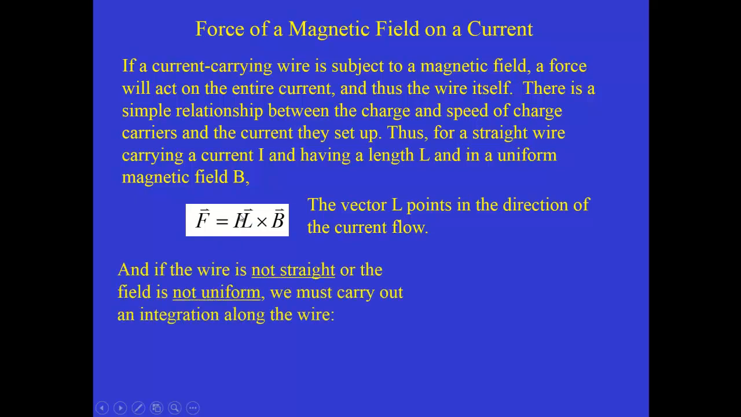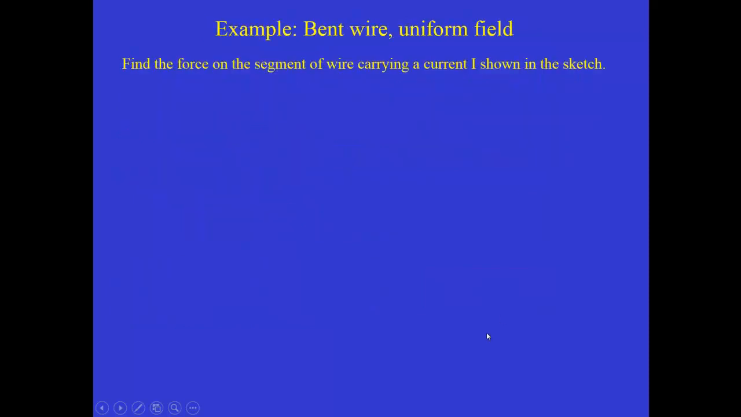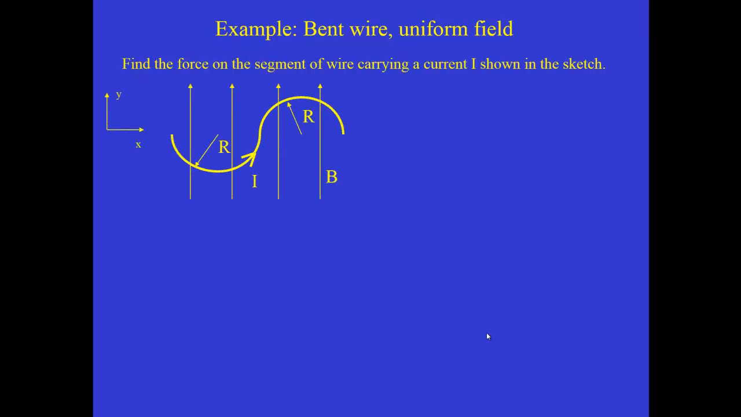Now, if the wire is not straight, or if the field is not uniform, if one or other or both of those conditions is in place, then we have to actually carry out an integration along the wire, because that would mean either the direction of L would be changing if the wire is not straight, or the magnitude or direction of B is changing as we move along the conductor. So in order to take that into account, we can pull the current outside, because the current presumably is constant, and then integrate the quantity dL cross B, where dL is the differential length vector along the direction of the current flow.